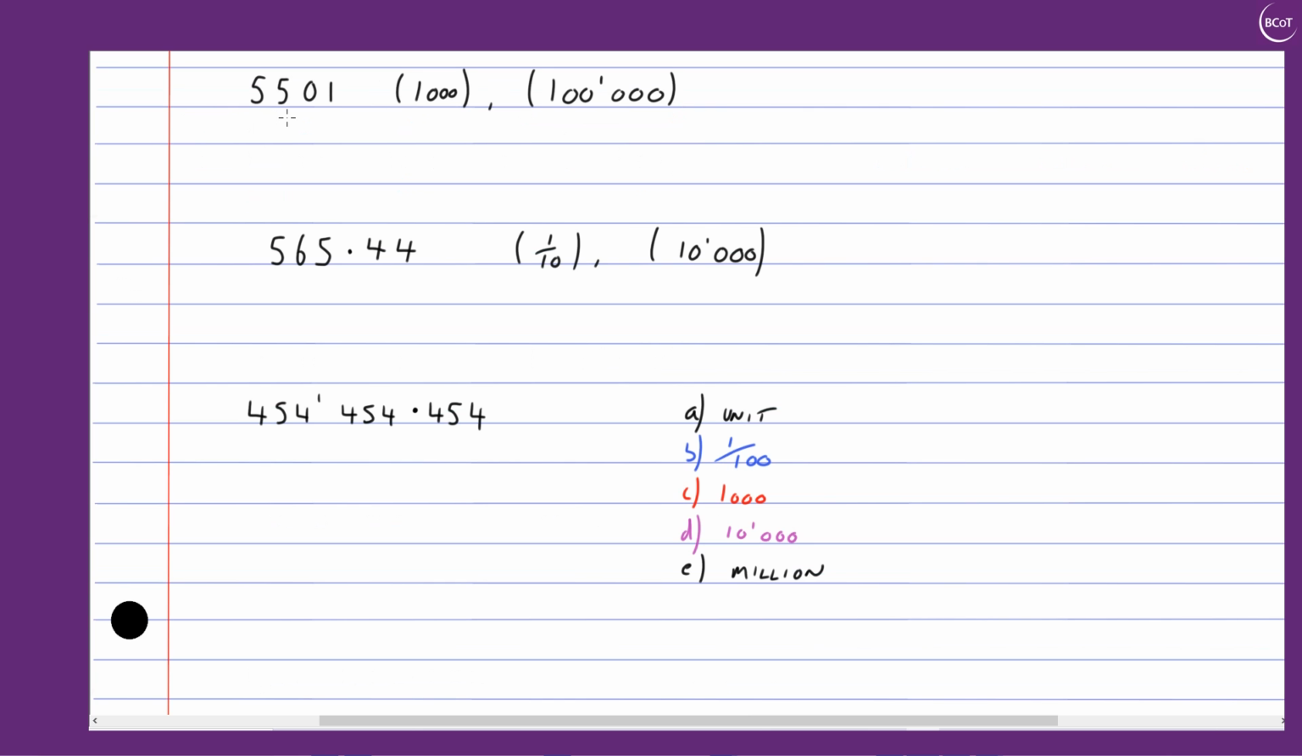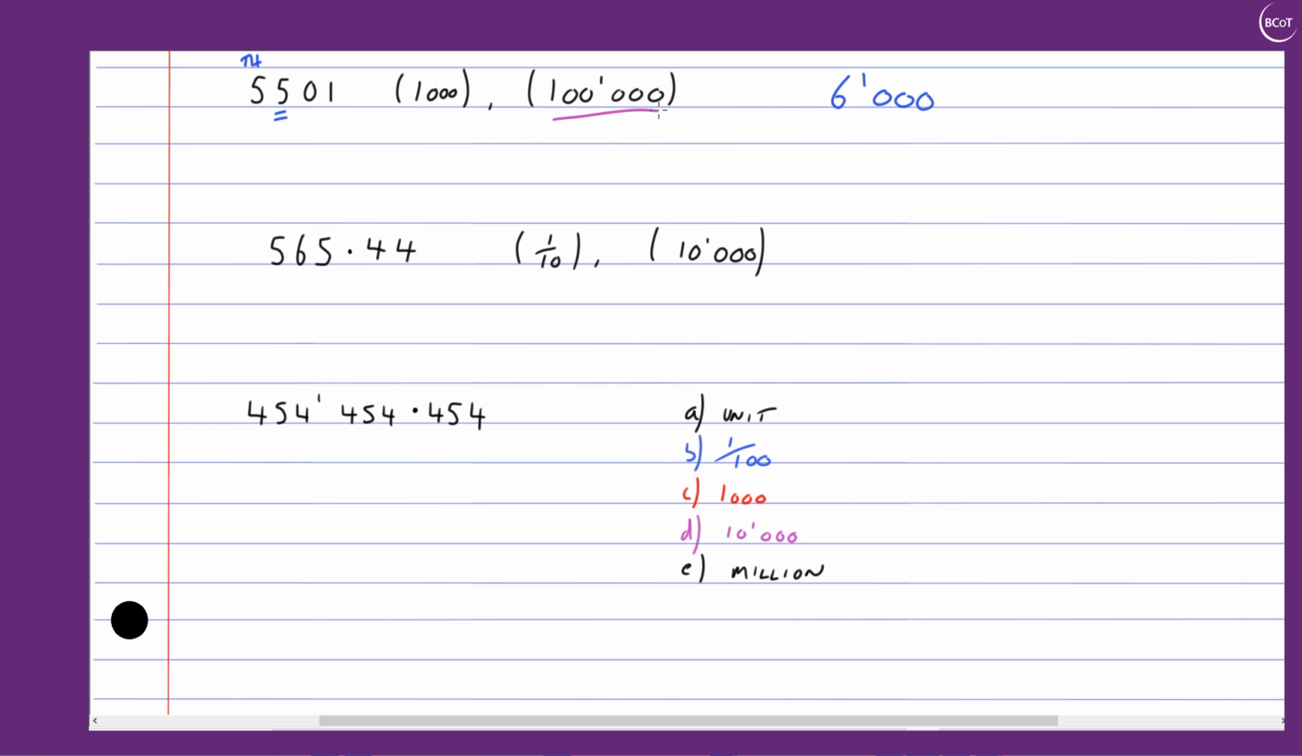So we've got 5,501 to the nearest 1,000. Well, this is the thousands column, so we'll look at the number to the right of that. Doesn't matter what column it's in, really, as long as it's the one to the right, we know which way to round. And this number is 5 or more, so this 5 will round up, and 5,501 to the nearest 1,000 will become 6,000.